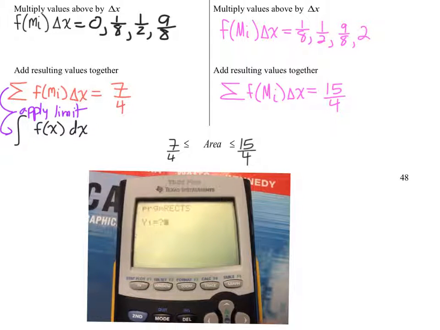Select the program Rex, hit enter. It'll ask you what y1 is. That's the function. You're going to type in x squared and then hit enter. It'll ask you for the a value, type in 0. In this case, 0 is the a value and 2 is the b value. That'll change from problem to problem, obviously. So type in 2 for the b value. The n is the number of subintervals. So in this case, 4. And then T is for type.